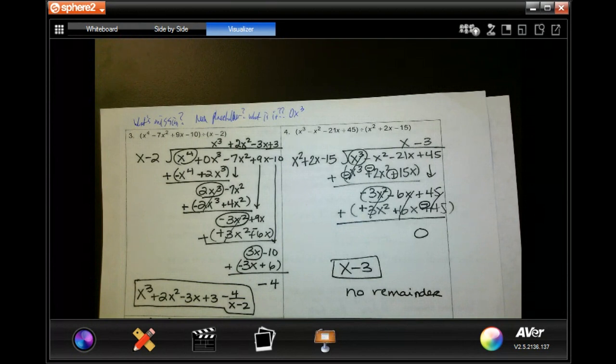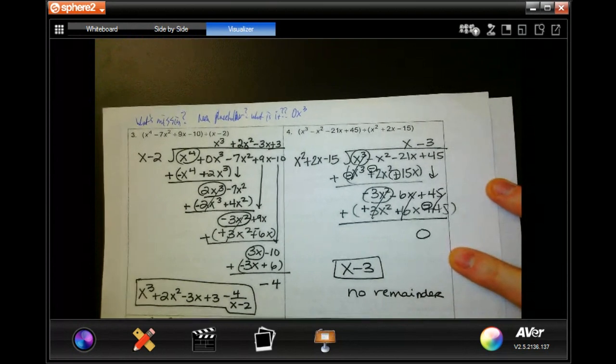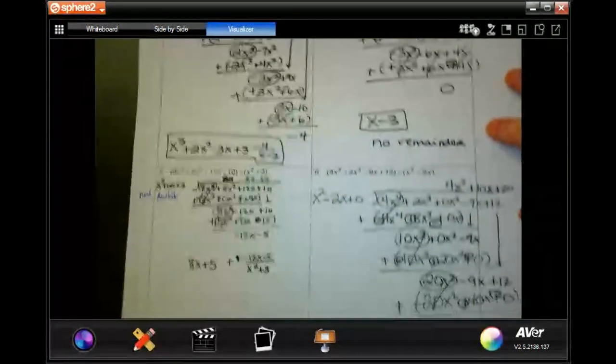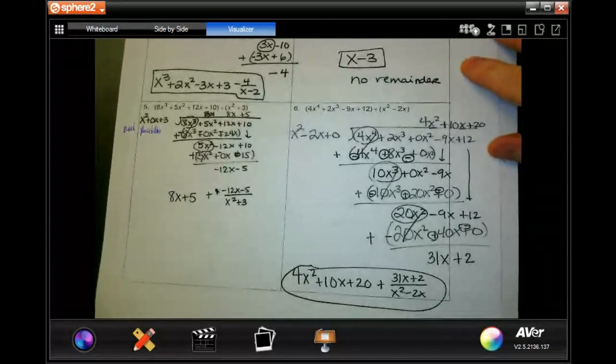And let's look at 5 and 6. By the way, I'm going to publish this answer key, but it's got the synthetic division stuff on it too because it was all one file. So I'm going to wait to do that. So here's 5 and 6.